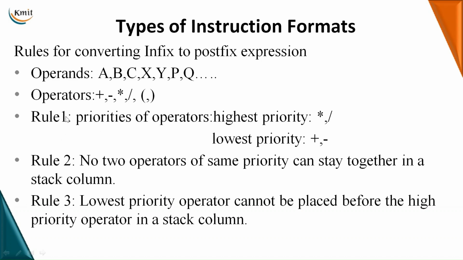So there are three rules mainly. The first rule is the priorities of the operators. We know that in our expression there are certain operators present. So which operator has the highest priority and which has the lowest priority? We need to know that first. If you consider this, the highest priority operators are multiplication and division. These are considered to be the high priority operators. Coming to the lowest priority, addition and subtraction operators. We call them the lowest priority operators.